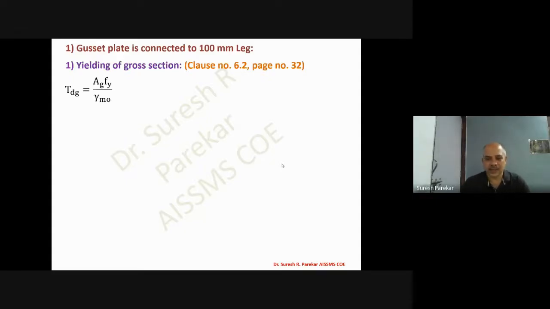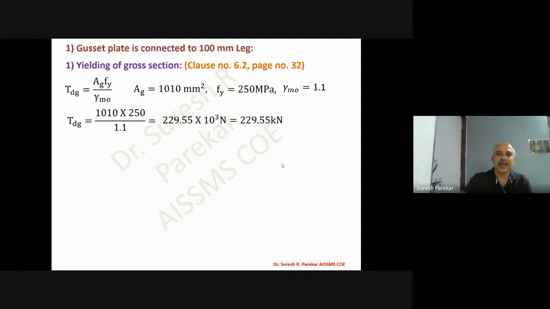Now we know, clause number 6.2, page 32, Tdg = Ag Fy / gamma m0. Ag we have to take from the steel table or from IS, and we get Ag as 1010 millimeter square. Fy we have 250, gamma m0 is 1.1, and this gives me the value of Tdg, which is 229.55 kilonewtons. So this is my first value for yielding of gross section.